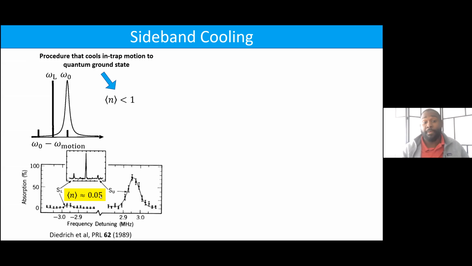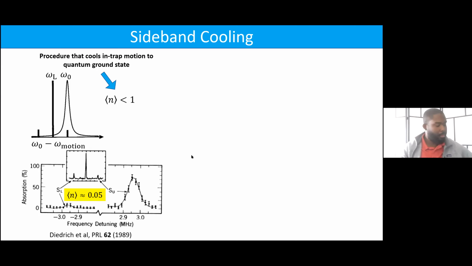Now, the first time this was done was with the Mercury Ion, I believe in Wineland's group back in the 80s. And they measured these sidebands associated with scattering, basically absorbing and creating phonons or mechanical motion from your ion. And they measured an average occupation of 0.05, which corresponds to something like 100 microkelvin temperature, which also means that about 95% of the time their ions are in the ground state. Okay.